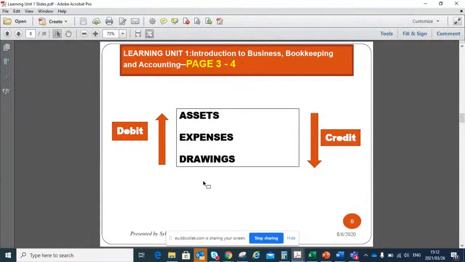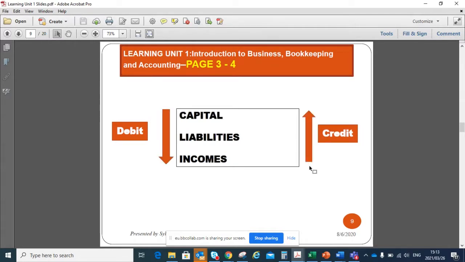Yes, just write this. Assets, expenses, and drawings increase on the debit side and decrease on the credit side. Okay. Now I'm scrolling to the next one. I'll come back to it if you missed it. The other groups are this one. Write them down quickly.